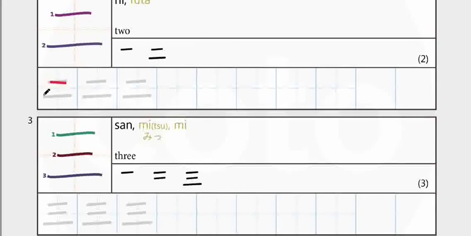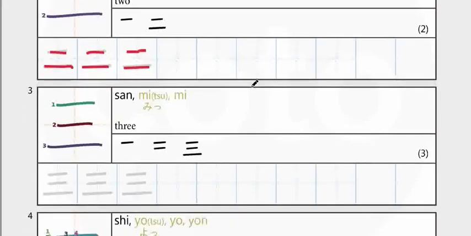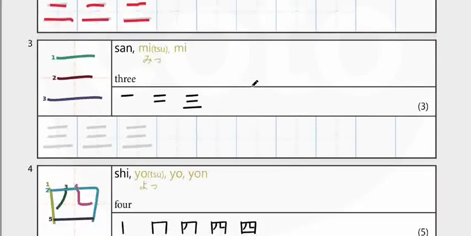First stroke and the second stroke. First stroke and the second stroke. First, second. Easy? Okay. Let's move on to the kanji number 3, which is san in onyomi and mi in kunyomi.